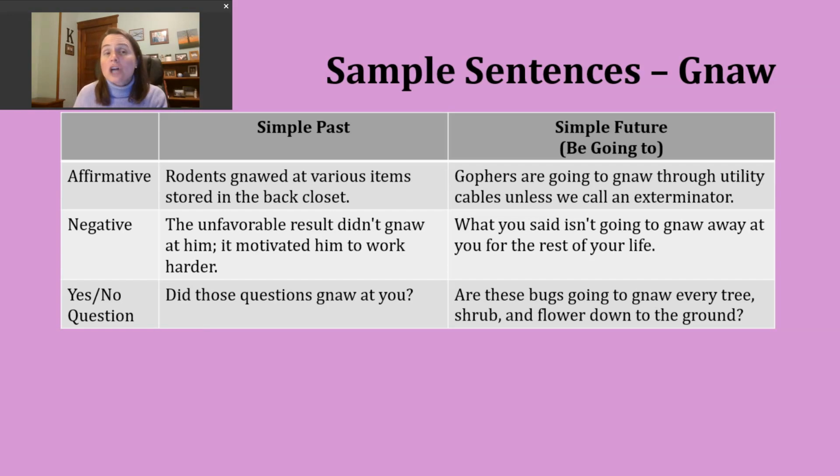Now let's move on and talk about making sentences that are negative in the simple past tense. To do this, we'll start with our subject. We'll use did not and then the base verb. You might also encounter the contraction didn't and then the base verb. Notice I'm not using the ed form of the verb here. Let's look at another example. The unfavorable result didn't gnaw at him. It motivated him to work harder.